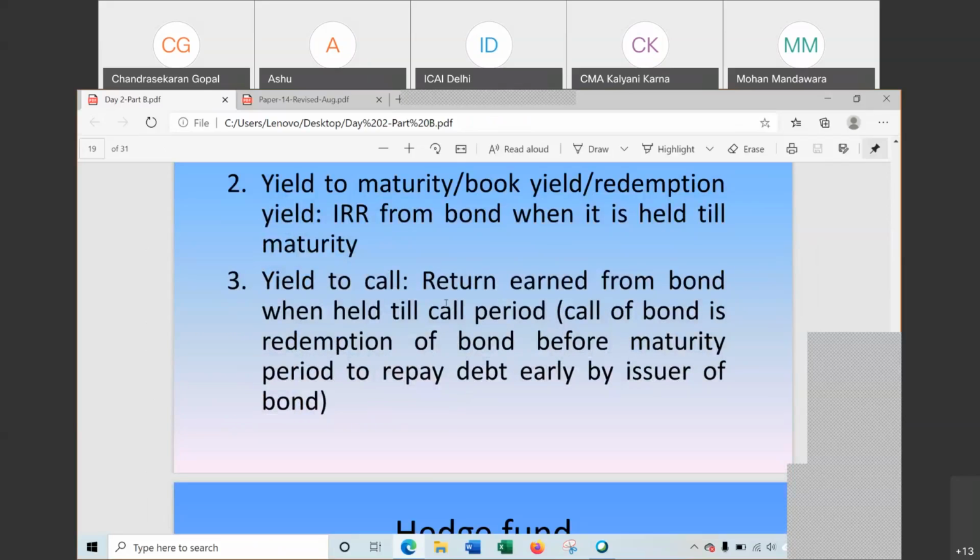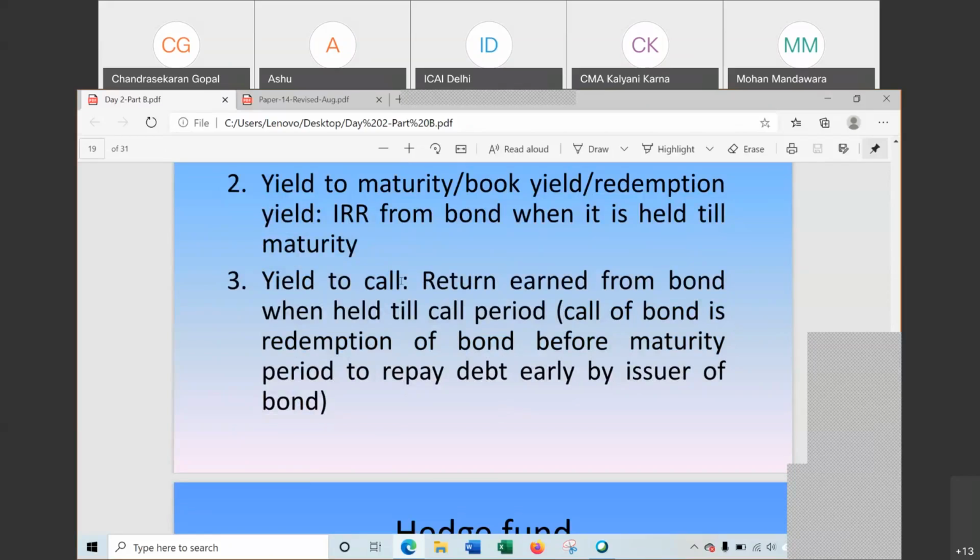Yield to call. What is call of a bond? Call of a bond is the redemption of a bond before the maturity period, to repay debt early by the issuer of the bond. So the bond is called before the maturity period by the issuer. That is call of a bond.